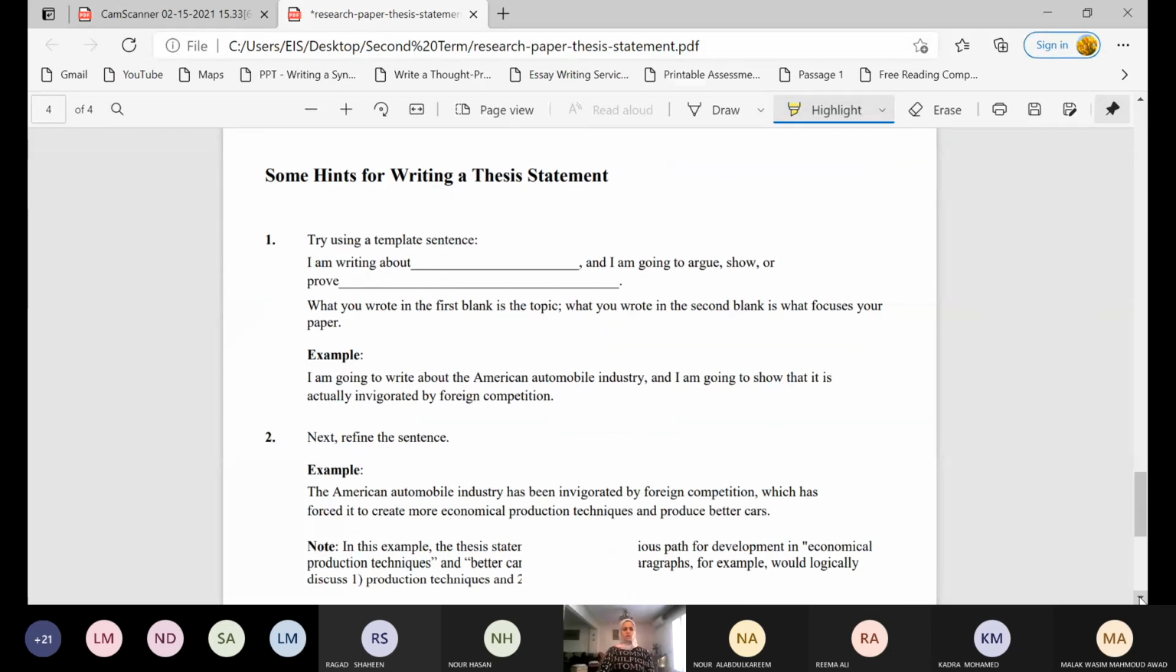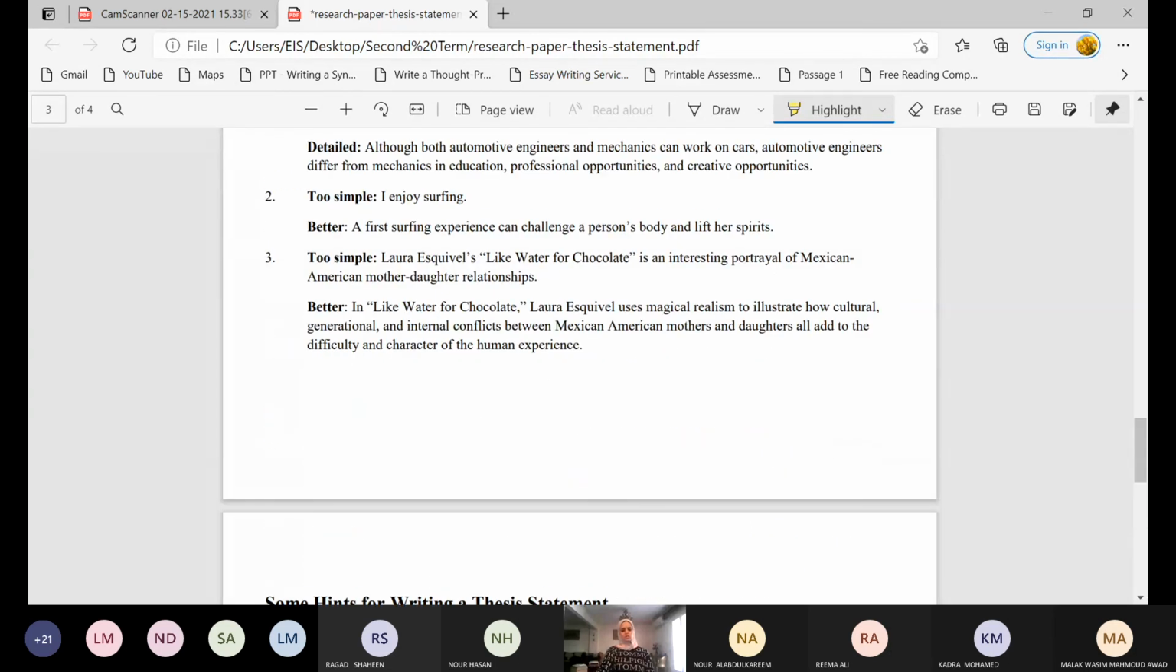Okay. Here are some hints for writing a thesis statement. Okay, but the period is finishing, so we continue it next time. Okay, girls? You got it? You understand it?